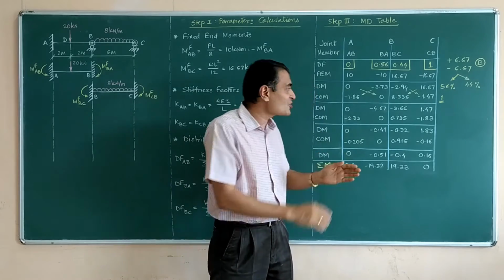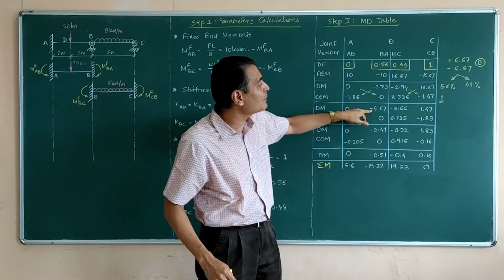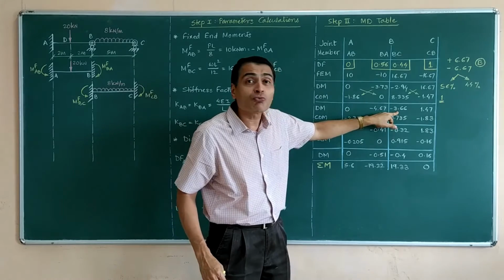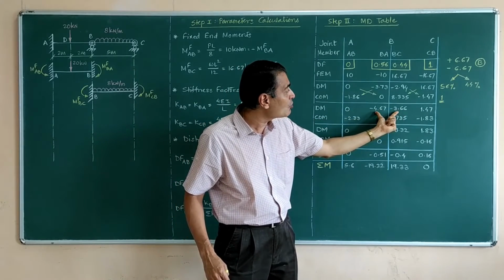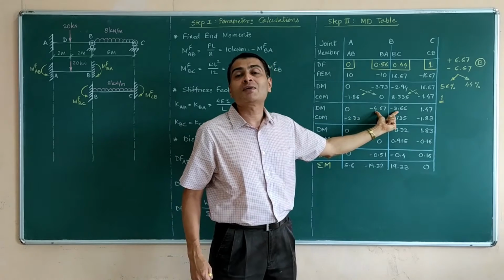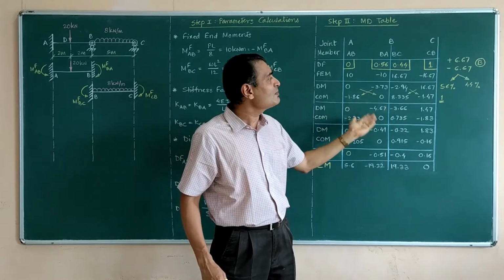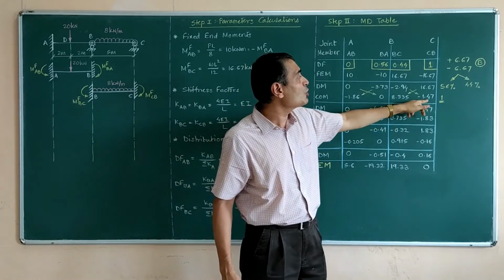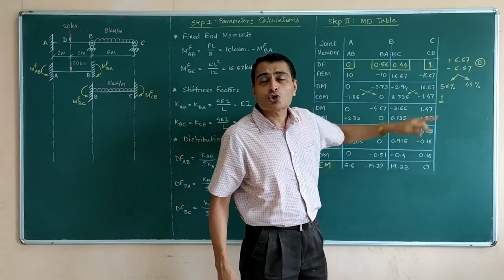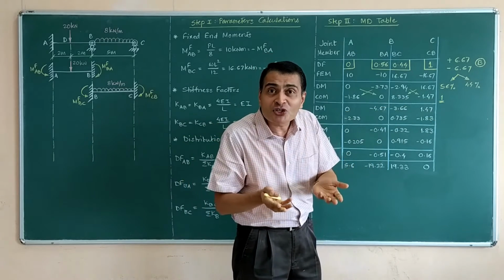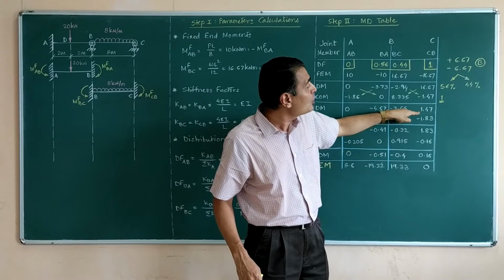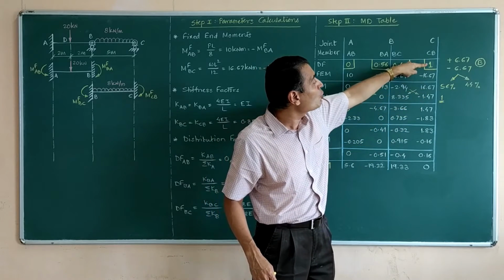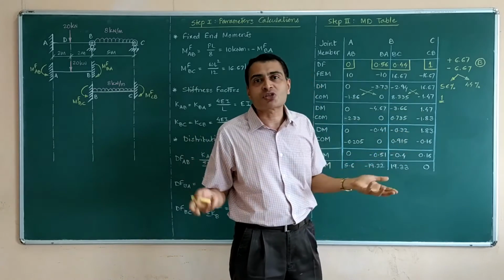That is getting distributed as 0.56 multiplied by applied moment, 0.44 multiplied by applied moment. So I get here negative 4.67, negative 3.66. Same thing happens here. This is negative 1.47. So to balance it, I apply positive 1.47. How much is distributed in the member? Positive 1.47 into 1. So that is 1.47.